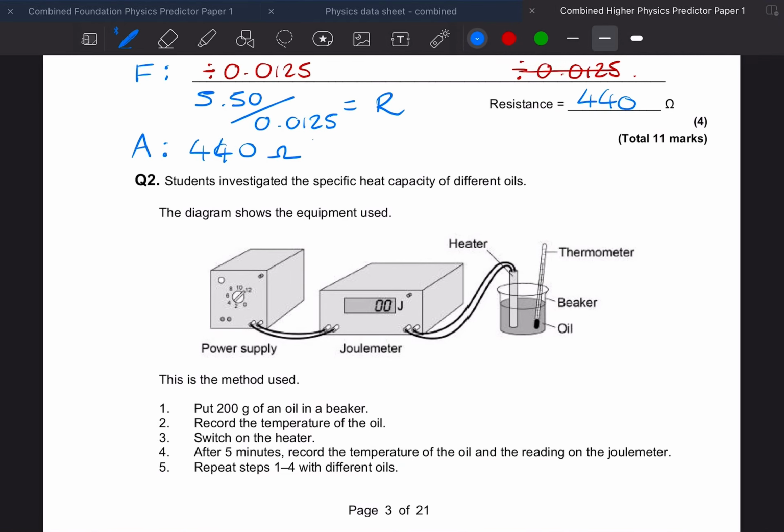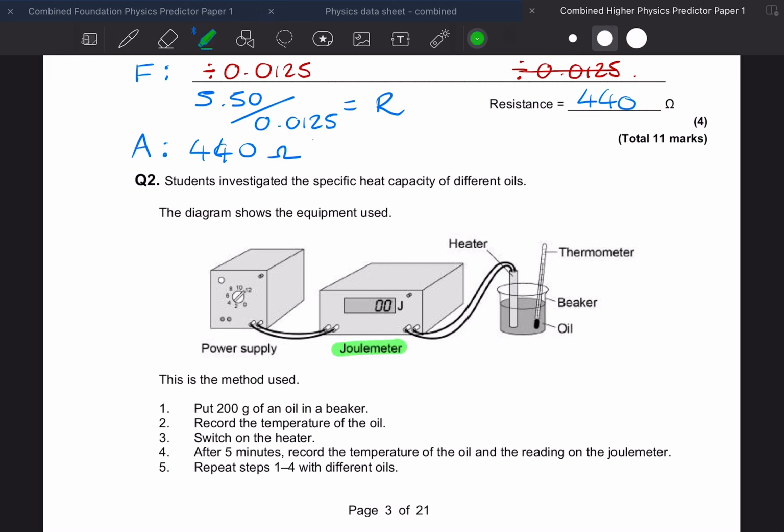Okay, let's take a look at question 2. So we can see straight away the question 2 with this setup that we've got here. This is going to be our specific heat required practical. So this is one of the required practicals that we have been asked to make sure that we are aware of for this exam paper. So we are given a setup. Importantly, just looking at it, we're using a joule meter.